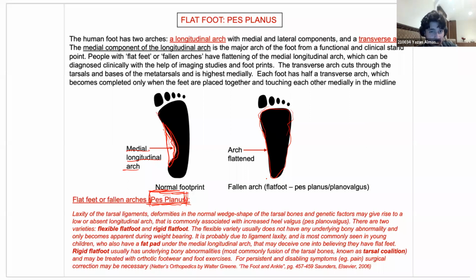Literally, all you need to know from this slide is that the medial longitudinal arch is affected in this. Do you need to know the flexible flat foot, rigid flat foot, fat pad, all of that? I don't think so. It's never been asked for like 14 batches. I hope you're not the first to be asked about this, and I don't think he will ask about this. This is literally the only thing you need to know from this slide: it's the medial longitudinal arch that's affected, and it's called pes planus or flat foot.